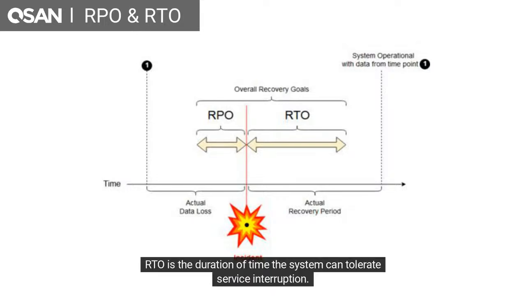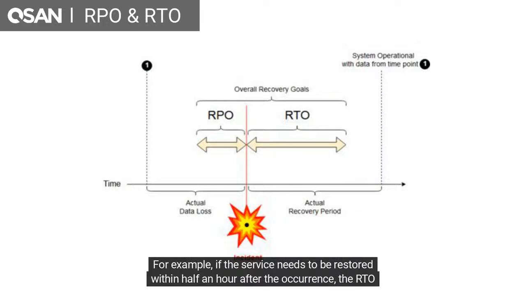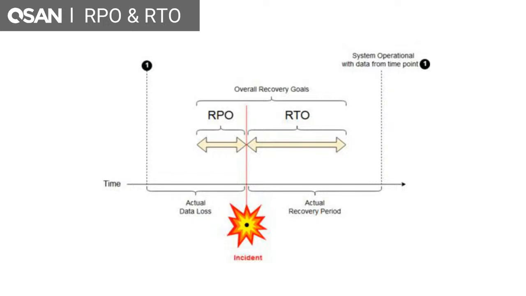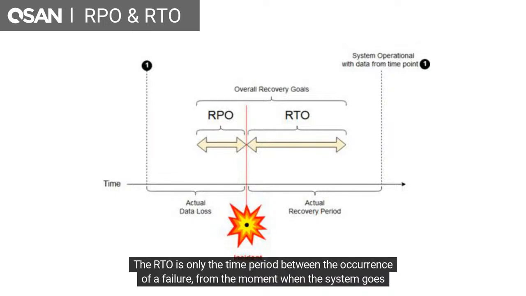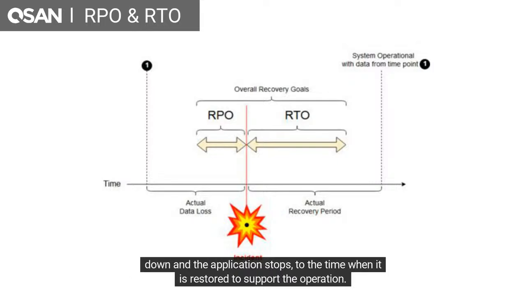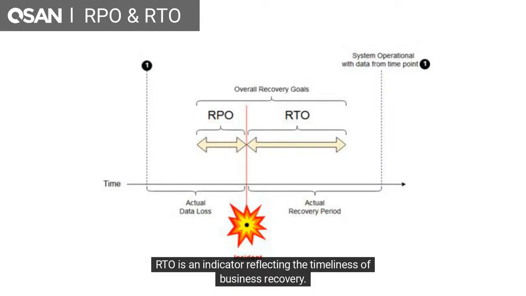RTO is the duration of time the system can tolerate service interruption. For example, if the service needs to be restored within half an hour after the occurrence, the RTO value is 30 minutes. The RTO is the time period between the occurrence of a failure, from the moment when the system goes down and the application stops, to the time when it is restored to support the operation. RTO is an indicator reflecting the timeliness of business recovery. It indicates the time required for business to recover from interruption to normal.